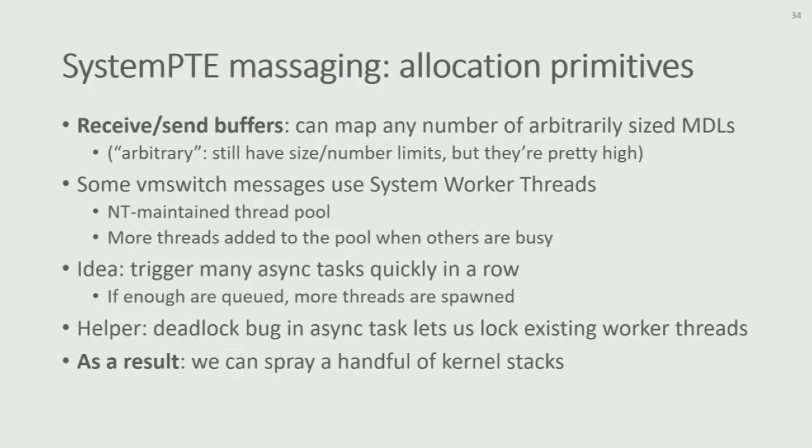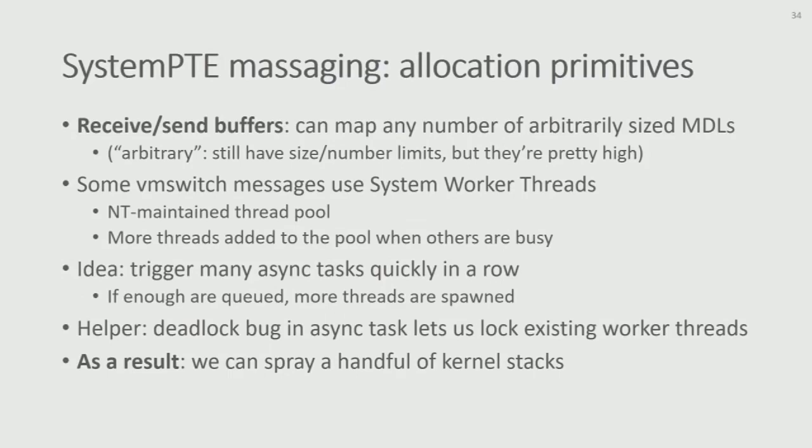The next thing is, we need to be able to allocate new kernel thread stacks such that we can place them after a receive buffer. And that's actually really annoying. As I mentioned, there's obviously no by-design way to do that from a guest. And so the best way that I found to do that is to notice that VM switch and a lot of VMBus-based services actually rely on the NT system worker thread pool.